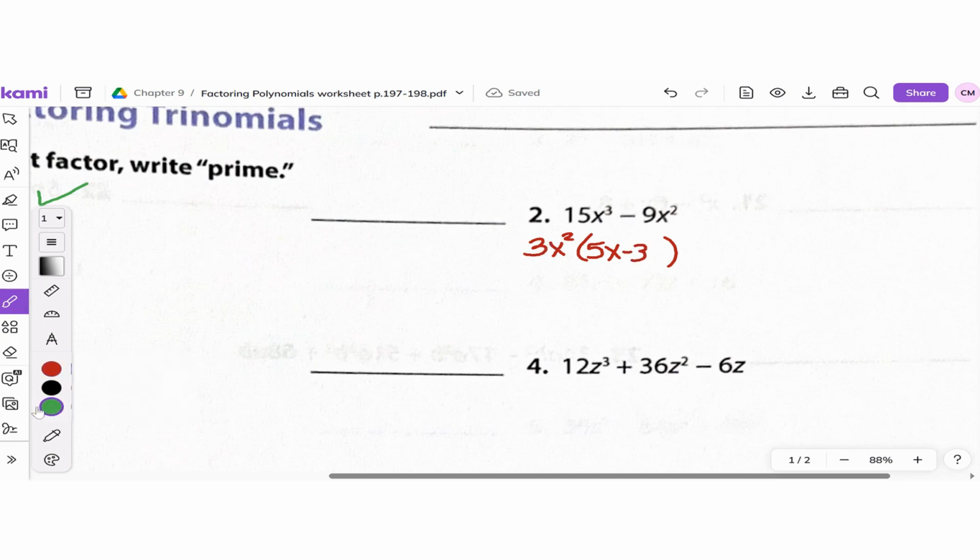We can check our work. We'll multiply the 3 times the 5, and that gives us 15x to the third. We multiply the 3 times 3, and that gives us 9x squared. So it matches, which means this is correct. So the solution is 3x squared times 5x minus 3.